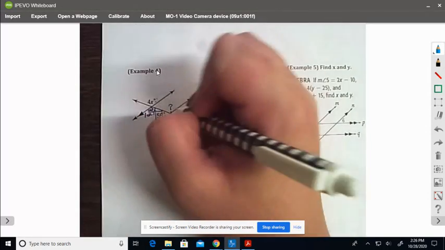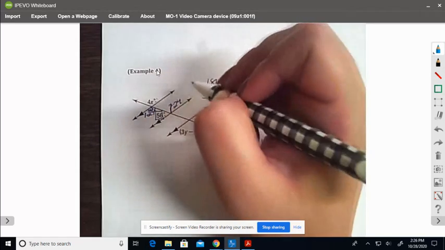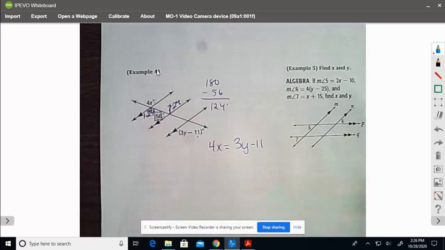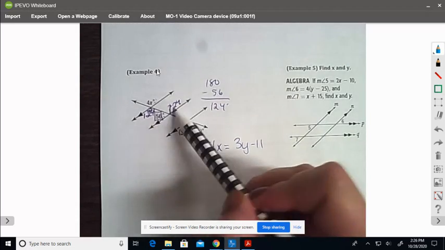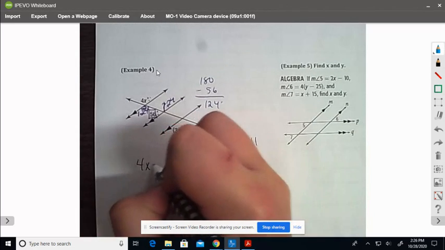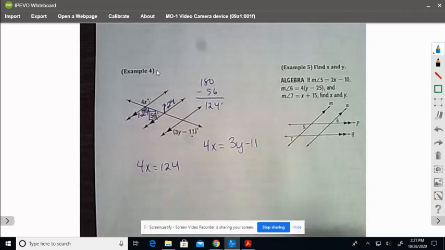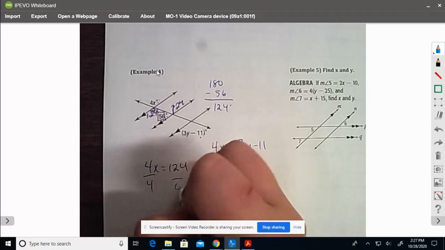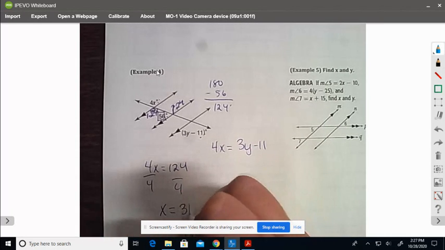If I label this as 124 and this is 124, I can look at this one of two ways. These are vertical angles, so they're equal. These are corresponding, so they're equal. Either way, I know that 4x is equivalent to 124. And then I can divide by 4 on both sides, and x is 31.